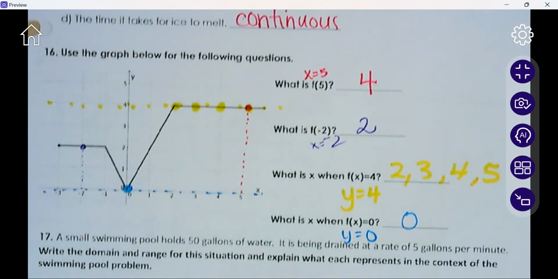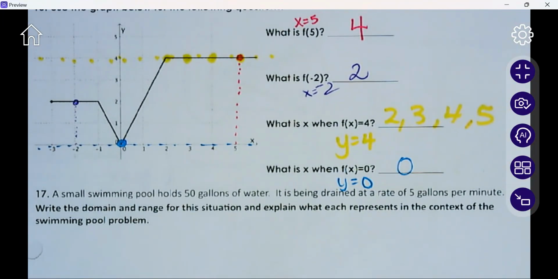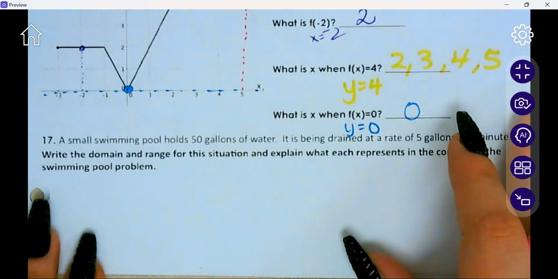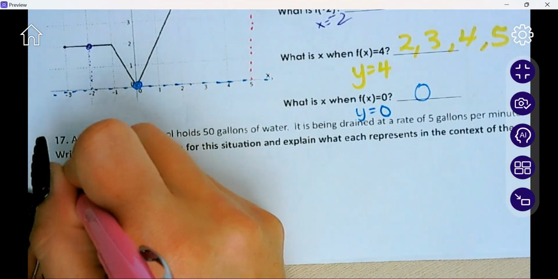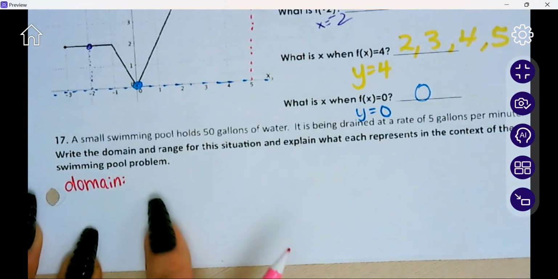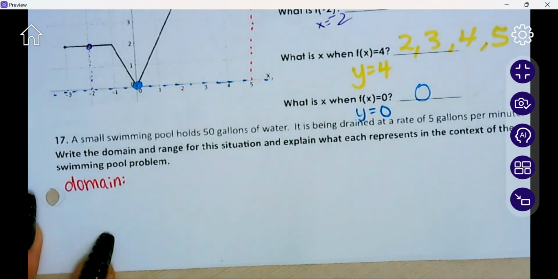Okay, last question. A small swimming pool holds 50 gallons. It begins draining at a rate of 5 gallons per minute. Write down the domain and range for the situation and explain what each represents in the context. Okay, so domain, that's going to be our time. Whenever you have time in water, time is your domain.